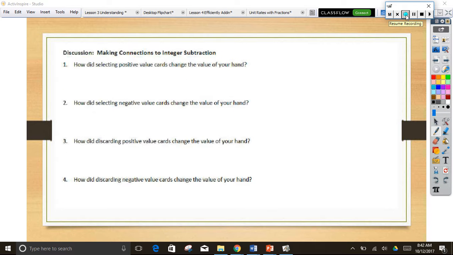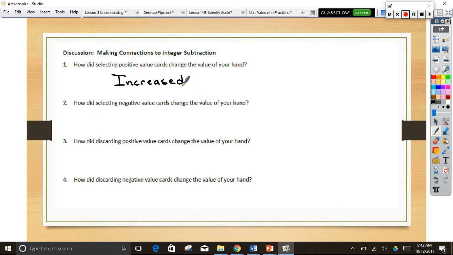Okay, so we're going to look at the questions and answer the questions. First, how did selecting positive value cards change the value of your hand? So when you drew a card and it was positive, Dakota, what did that do to the value of your hand? Guys, did it increase or decrease the value if you drew a positive number? It increased. Okay, so when you select a positive number, it would increase your value.